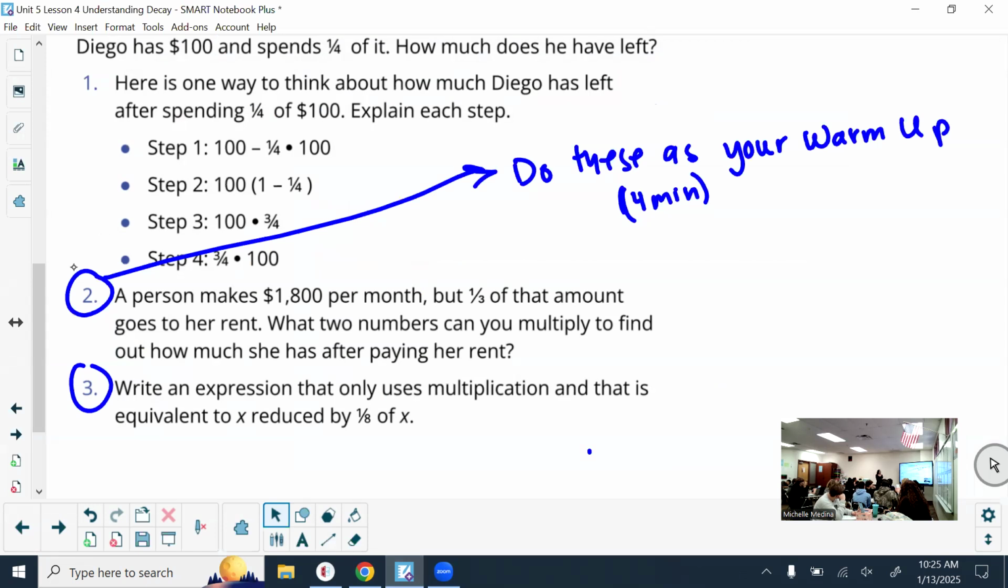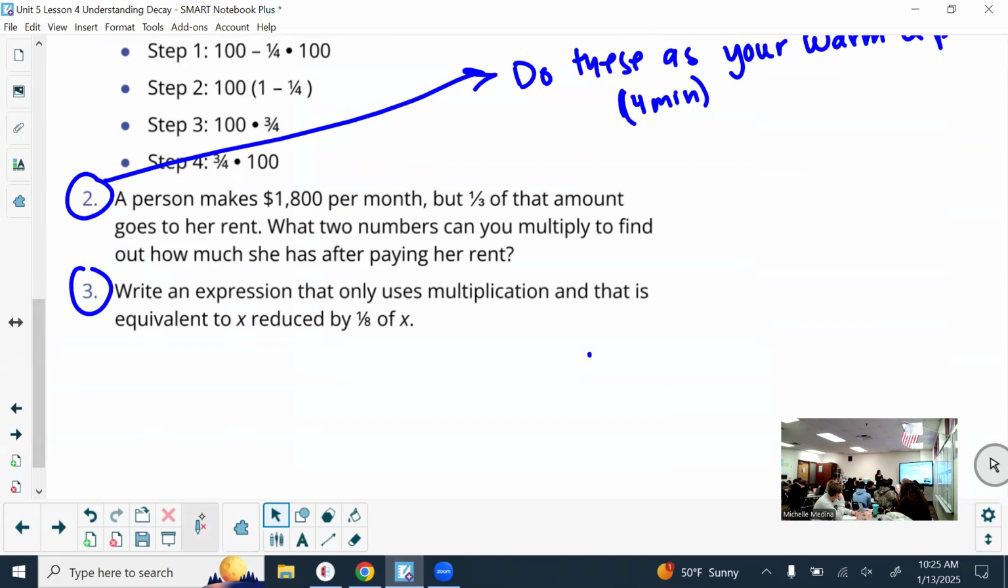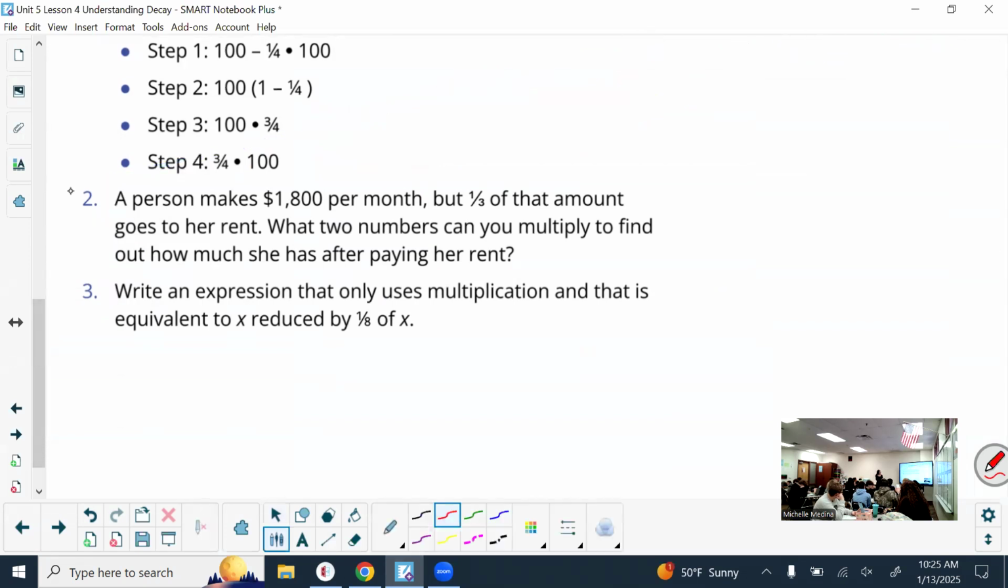Okay. So this one I asked you to try as your warm up. So we have a person who makes $1,800 per month. About a third of that amount goes to her rent. What two numbers can you multiply to find out how much she has after paying her rent? Who thinks they have it? Question is, what two numbers can I multiply to figure out how much she has after paying her rent? Zachary?